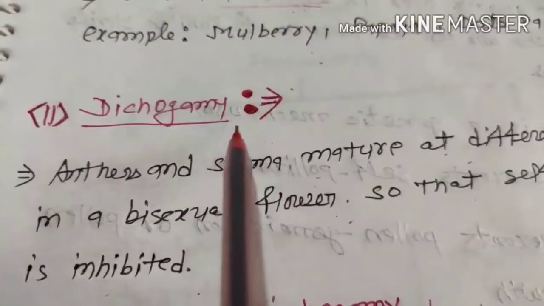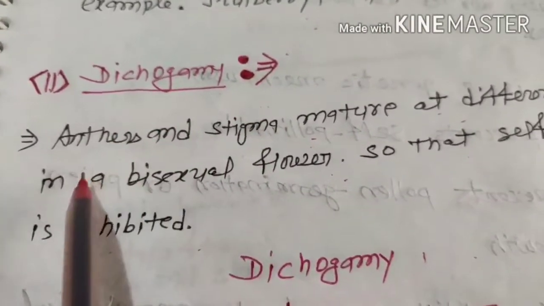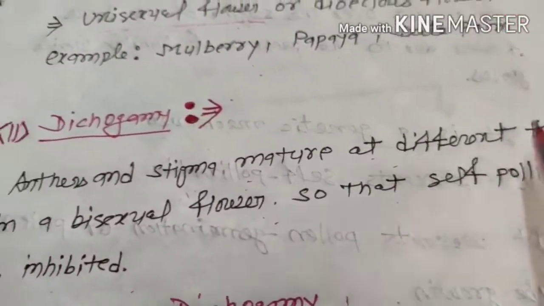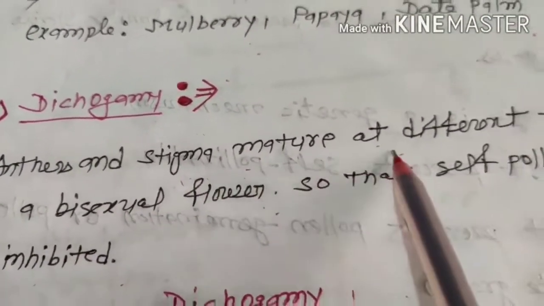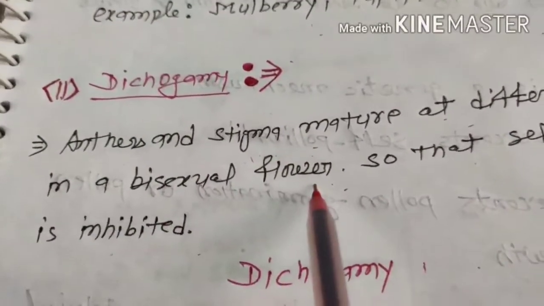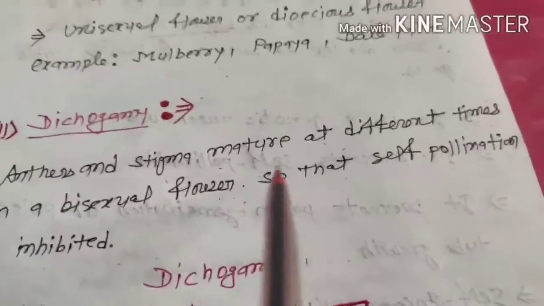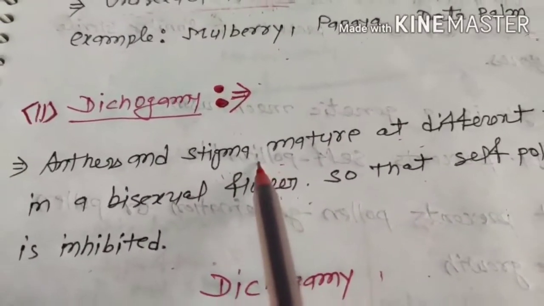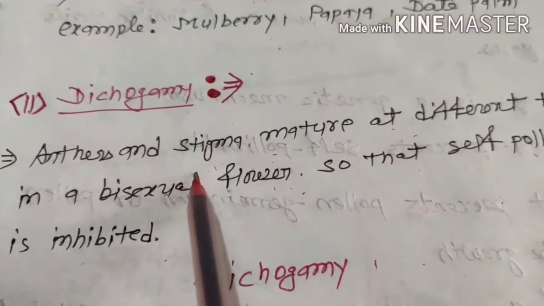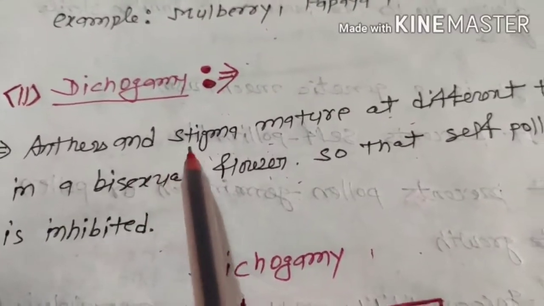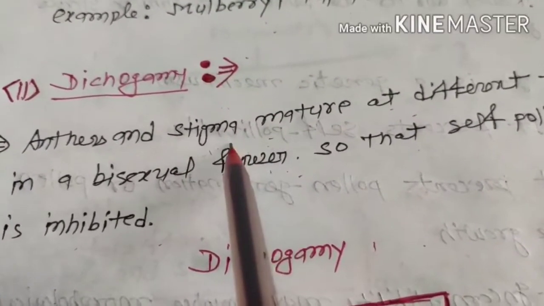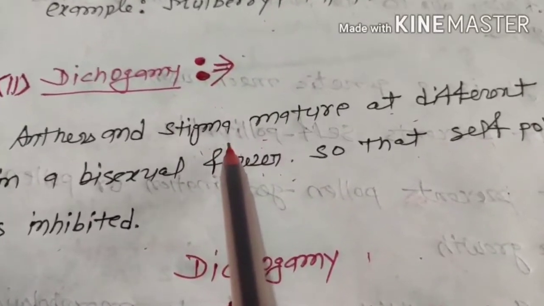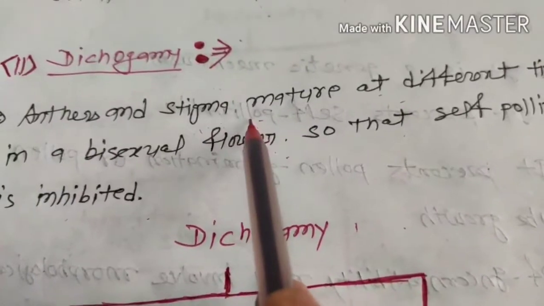Now the second device is dichogamy. In the case of dichogamy, what will happen? Anthers and stigma mature at different times in a bisexual flower. So here the key point is the difference between maturation time of anther and stigma. The maturation time of anther is different from the maturation time of stigma and vice versa. This type of condition helps in cross pollination, and cross pollination helps in increasing the rate of fertility.